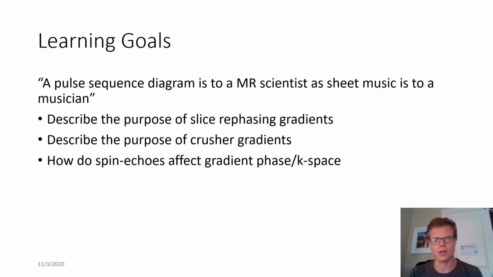So you want to be able to describe the purpose of the slice rephasing and the crusher gradients, and the basic mechanism, and also how spin echoes affect the gradient's phase, or alternatively look at this from the k-space perspective. So how do the spin echoes affect our location in k-space?